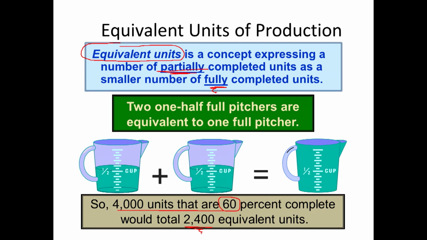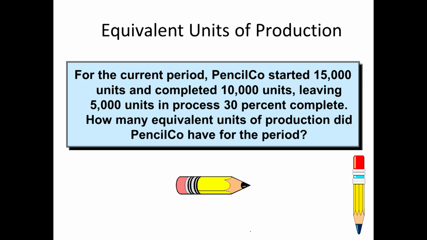Now, they're going to give you an example in the next slide. It's not my favorite example. I have an example that I like better that I'll show you here in a couple minutes. But let's look at the example that they have for equivalent units on the next slide. Let's say for a current period, Pencil Co. started 15,000 units and completed 10,000 units. Those are 100% done. But there are 5,000 units in process that are only 30% complete.